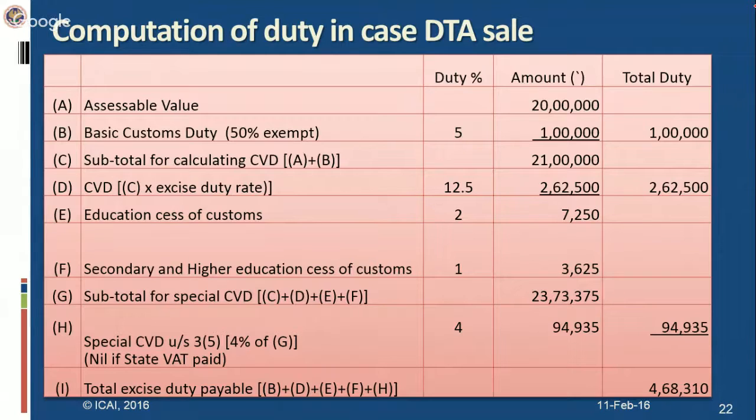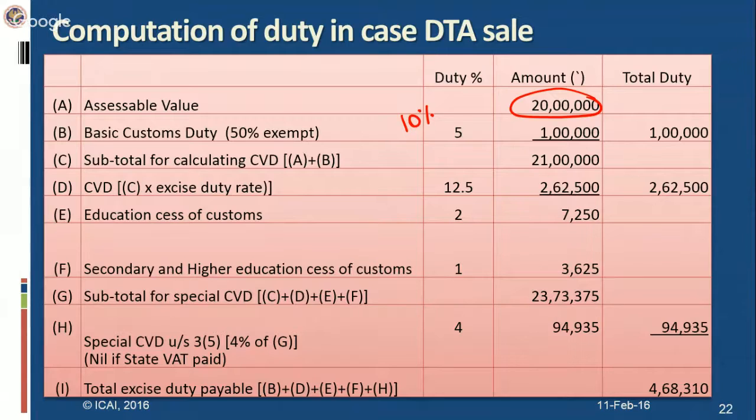Let us start. We are starting the question from the assessable value. Suppose the EOU unit has sold goods to a DTA unit worth rupees 20 lakhs. The assessable value is 20 lakhs. Now, basic custom duty. The rate of basic custom duty was 10%, leviable on these products sold to DTA. But since it is an EOU unit with the facility of selling goods at a concessional rate, it will have 50% exemption.